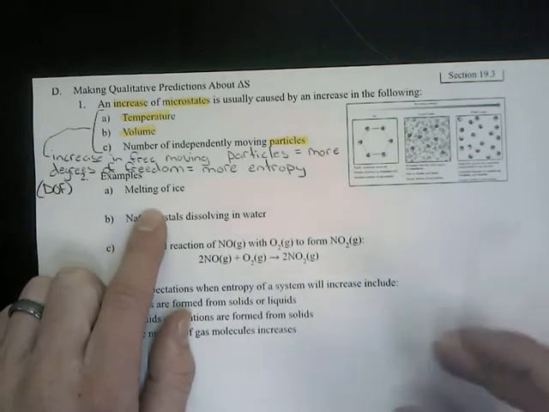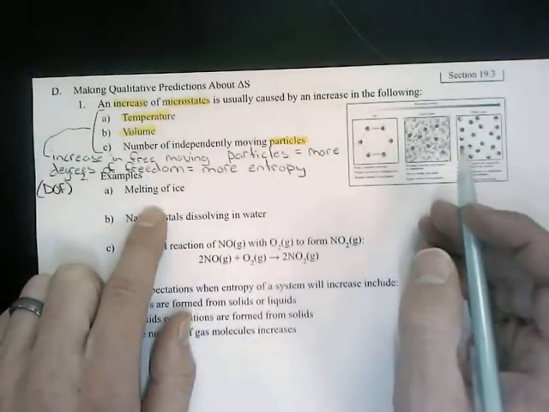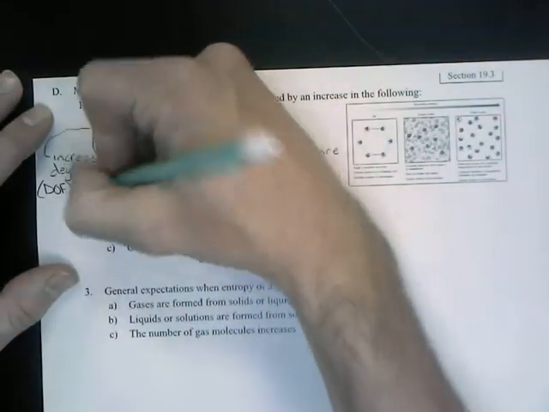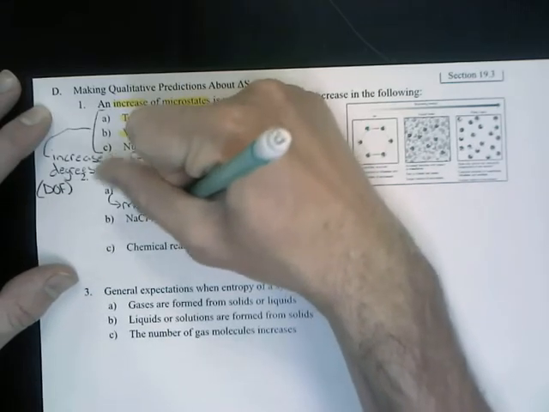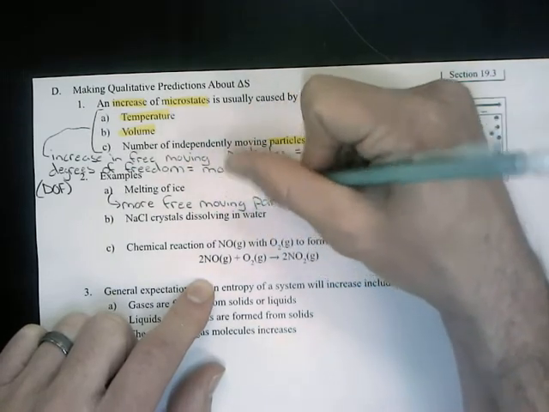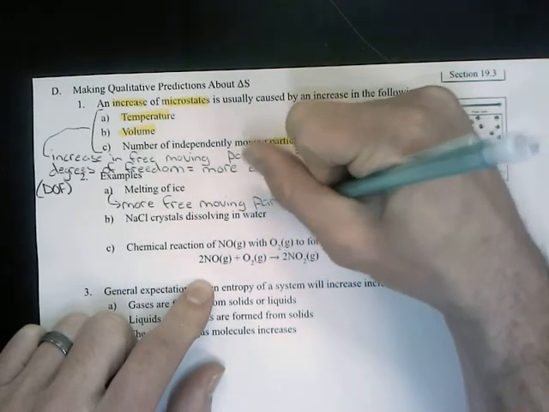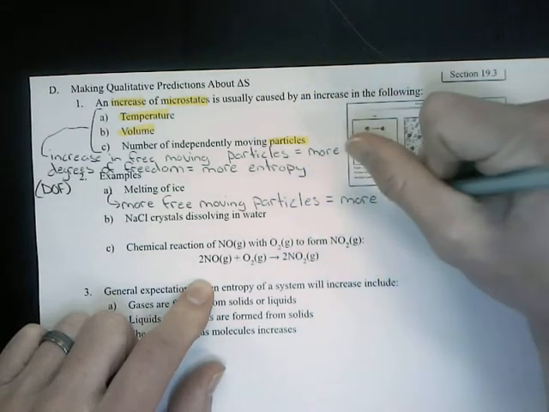Melting of ice. You go from a very solid structure form to now you have these free-flowing particles. Again, what this results in is more free-moving particles. If we have more free-moving particles, just like this statement said here, we are going to have an increase in entropy. Okay, so this equals some more entropy.